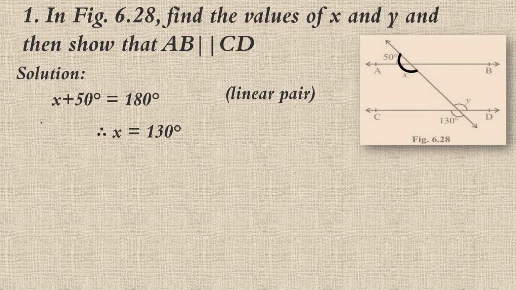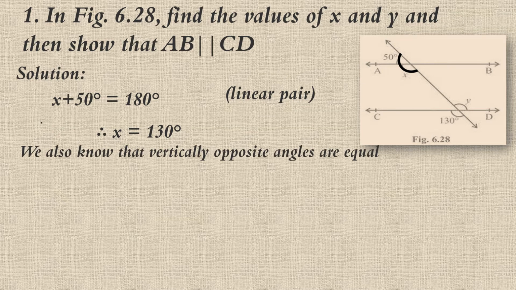We also know that vertically opposite angles are equal. So look at the figure. We have y is equal to 130 degrees. That is, vertically opposite angles are equal.